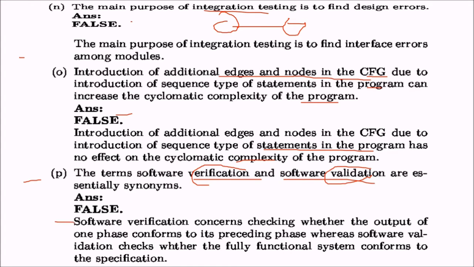So software verification concerns checking whether the output of one phase conforms to the preceding phase, while validation checks that the fully functional system conforms to the SRS, that is the specification which is provided by the user.